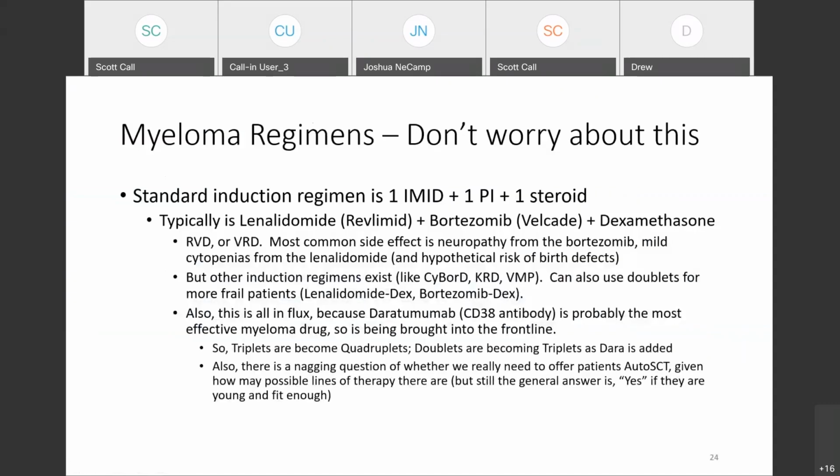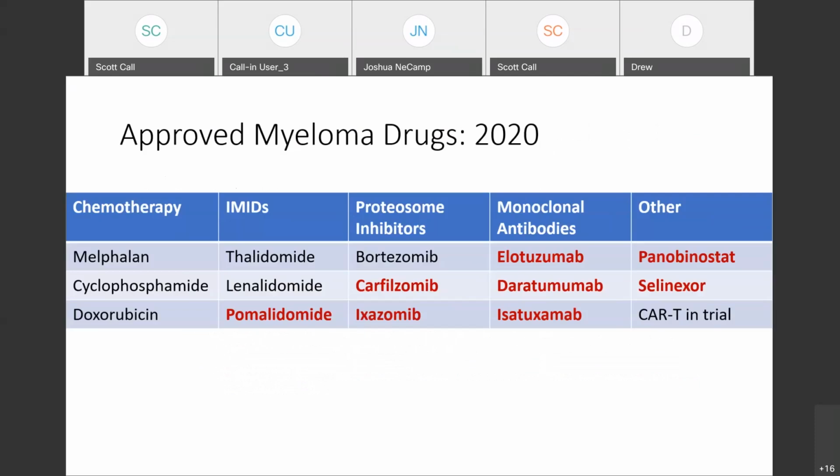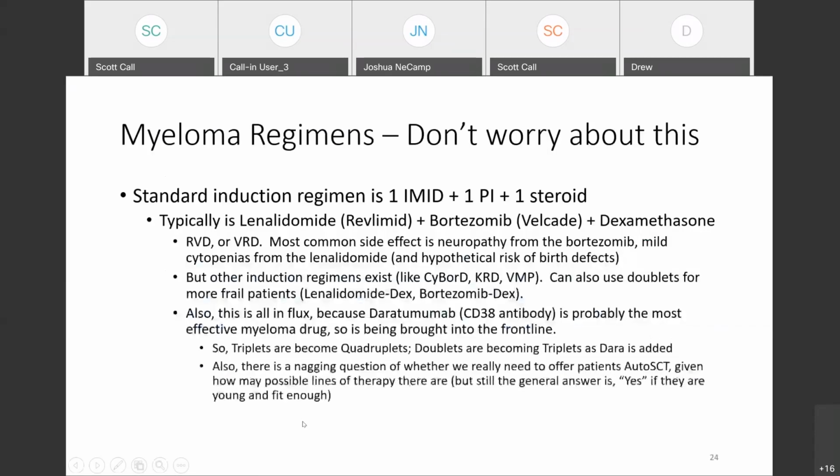Again, you don't need to know this, but just so you know a little bit of what we're talking about when we treat myeloma, we come up with a recipe that combines usually one drug from a couple of these classes. Most commonly, we'll use one IMiD, one proteasome inhibitor, and one steroid. The most common one we use is lenalidomide, bortezomib, and dexamethasone. Based off of the brand names, we'll talk about RVD or VRD as the chemotherapy regimen. But there are multiple regimens we can use in the frontline setting as well as second and third line.